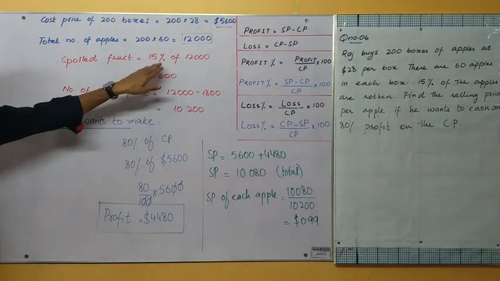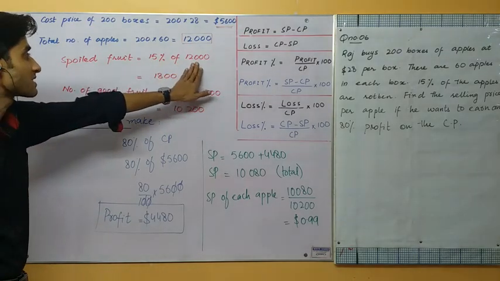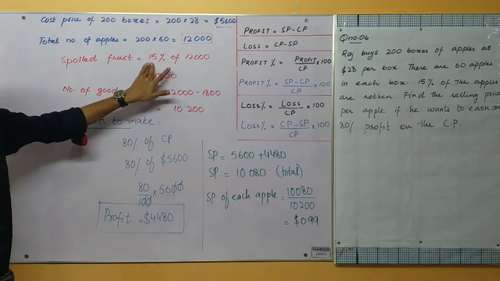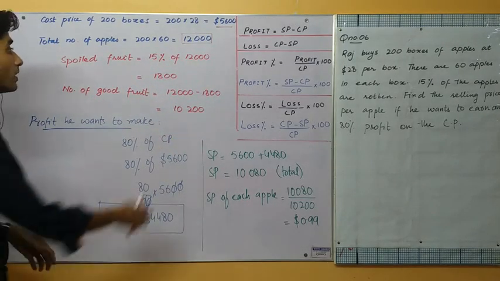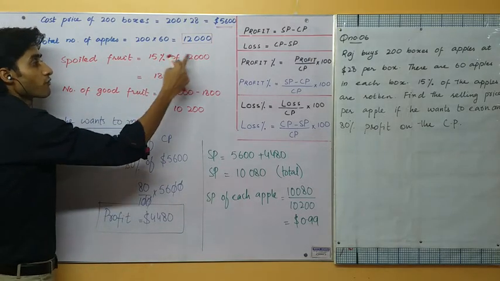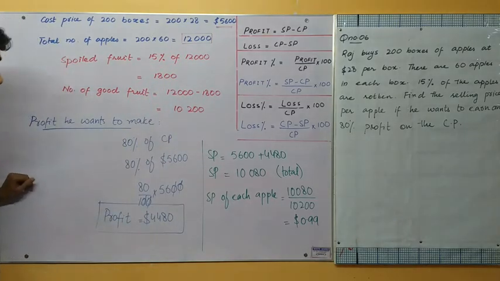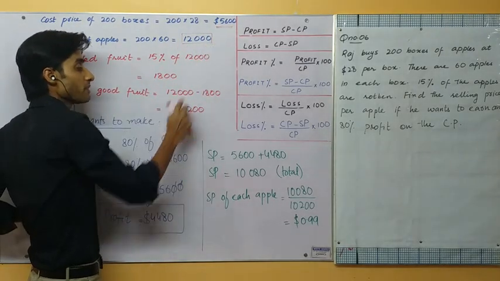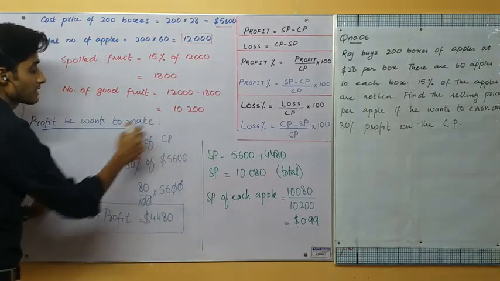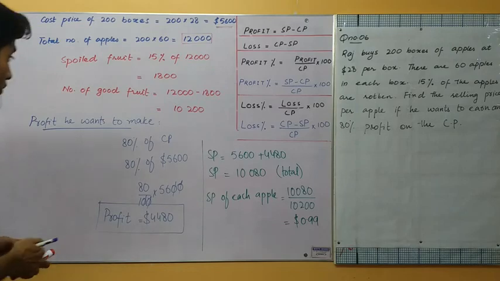But unfortunately, 15% of the total apples got spoiled. How many apples did I have? 12,000. 15% of them got spoiled, so I have to identify the total number of apples that got spoiled. 15% of 12,000 is 1,800. That many apples are just spoiled and cannot be sold. So I'll subtract 1,800 from the total number of apples, and I will be left with this. These are the apples that are in good shape. They can be sold forward.